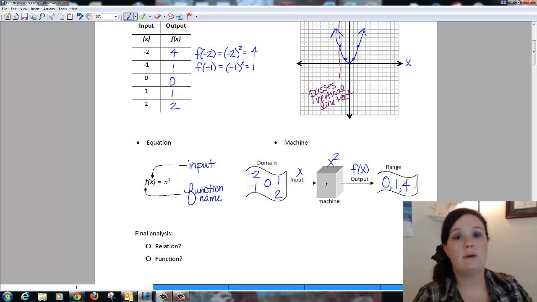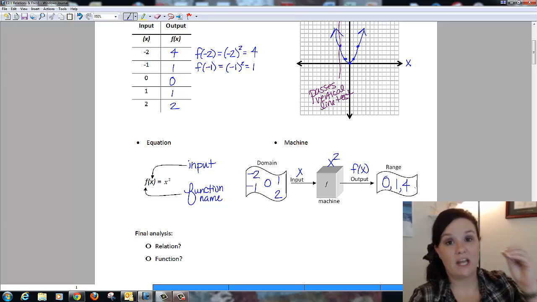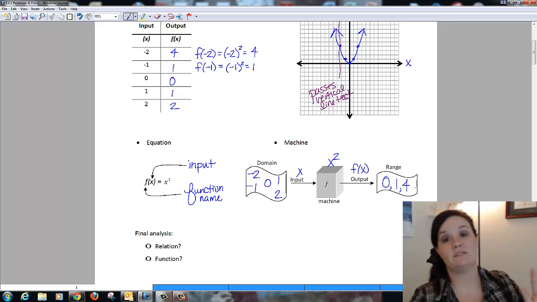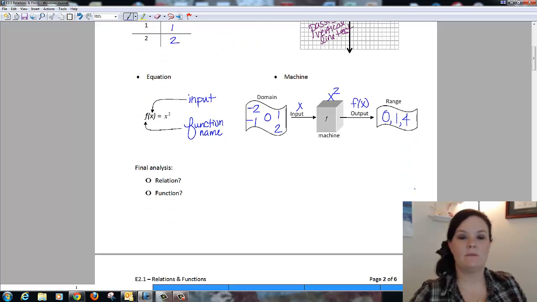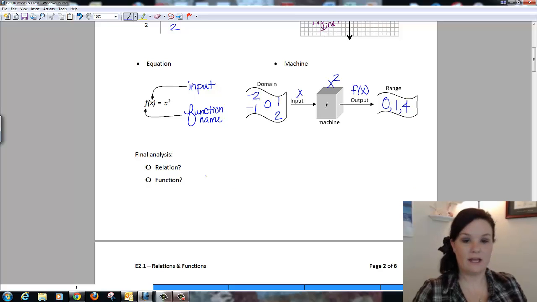Notice some of my y values got repeated, but that's fine. As long as each x goes to specifically one y, it doesn't matter how many times that y gets repeated, as long as there's only one y for each x. So here, our final analysis, is this a relation or a function? I'm going to go ahead and mark that yes, it is a function.